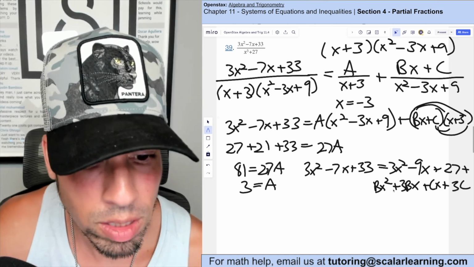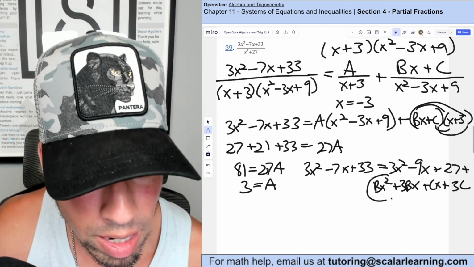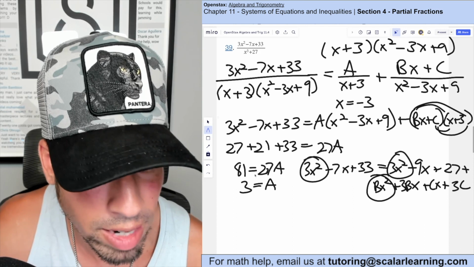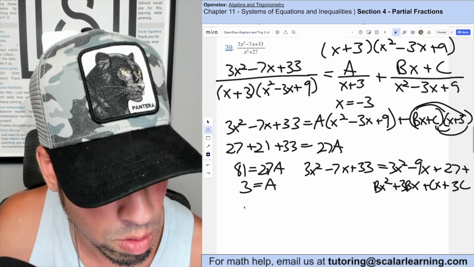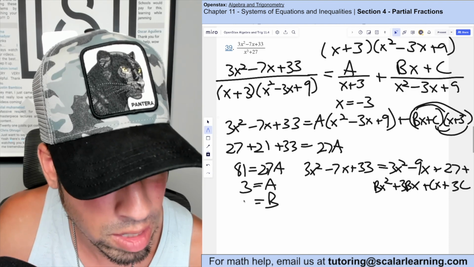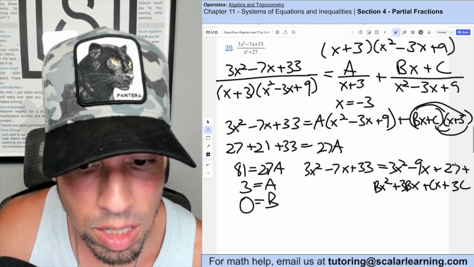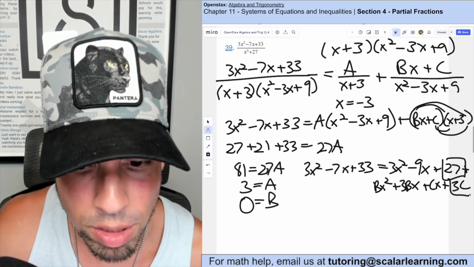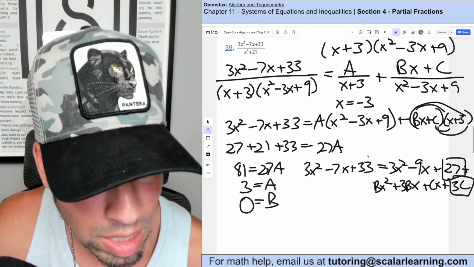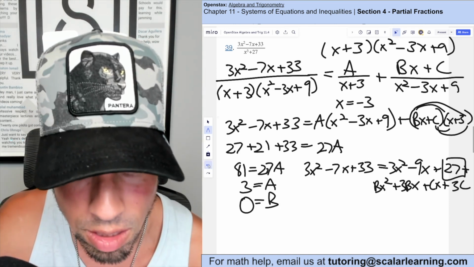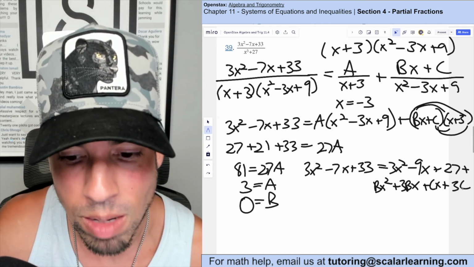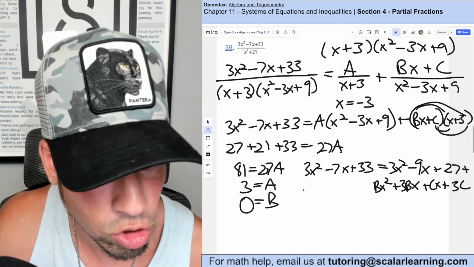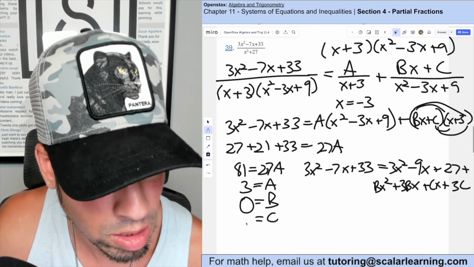Okay, now we can start to figure out what B is. Notice I have Bx squared and 3x squared adding to 3x squared. Well, what does that mean? It means B must be 0, okay? So B has to equal 0. And then what about C? I see that 27 plus 3C, those are the only constants, equals 33. That's the only constant on the left side, which means 27 plus 6 is 33, meaning 3 times what is 6? It's 2. So that means C is equal to 2.